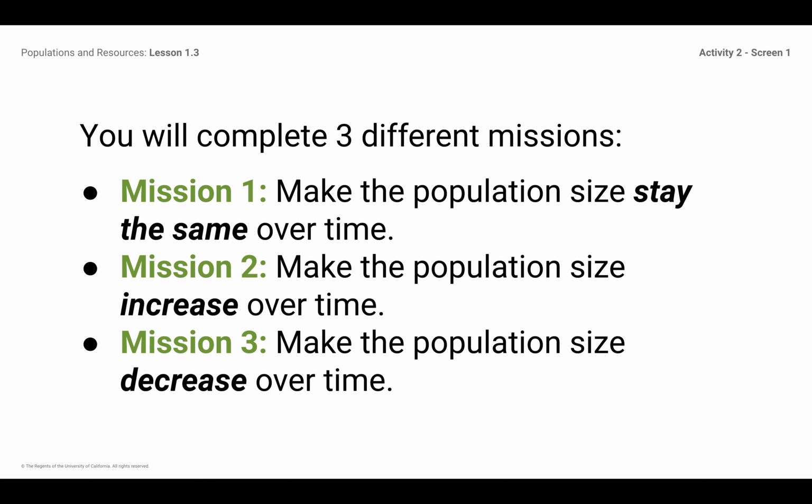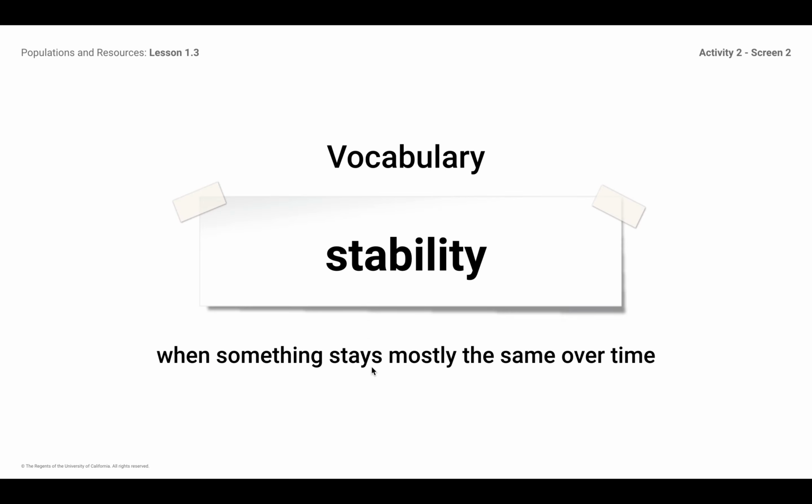Then mission number 3 was to make the population size decrease over time. Again, they started with 14, and at the end of mission number 2, they had to have any number above 14 to show that the population increased. And at the end of mission 3, they had to have any number below 14 to show that it decreased.